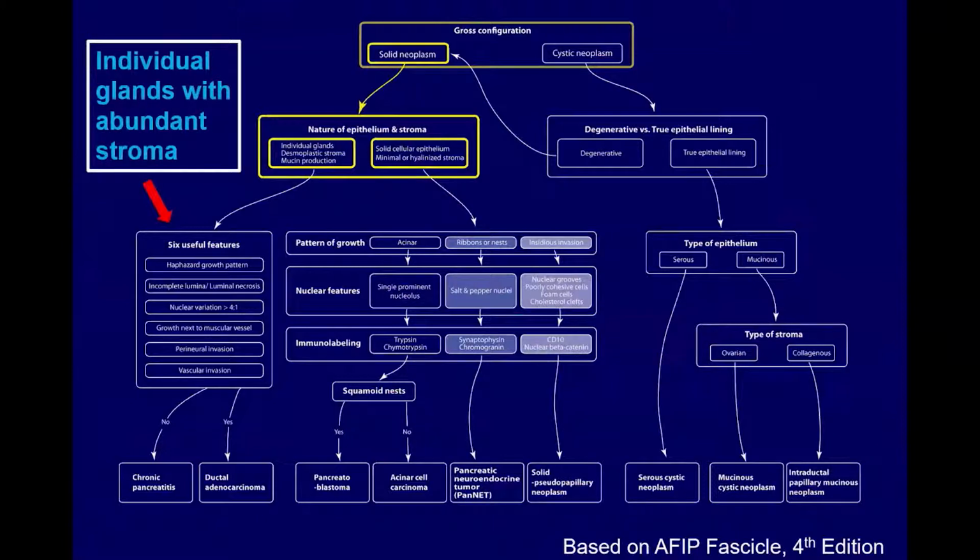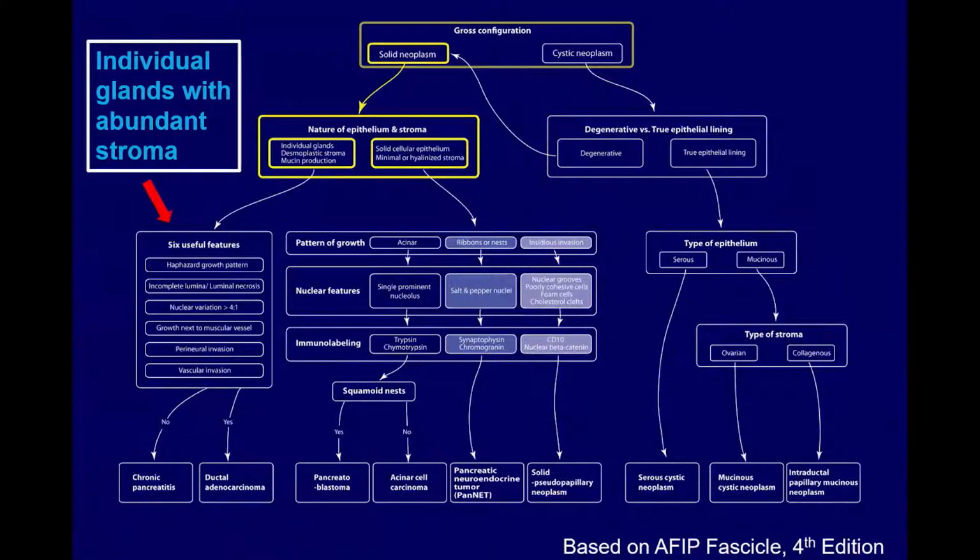So again, we have individual glands with abundant stroma, and so our two main diagnostic choices are either chronic pancreatitis, here at the bottom left, or invasive ductal adenocarcinoma. And sometimes it's not quite as clear as it was in our initial example. In that case, we have several useful morphologic features that we can use to try to distinguish between chronic pancreatitis, a benign proliferation of ductal elements within the pancreas, and an invasive ductal adenocarcinoma.